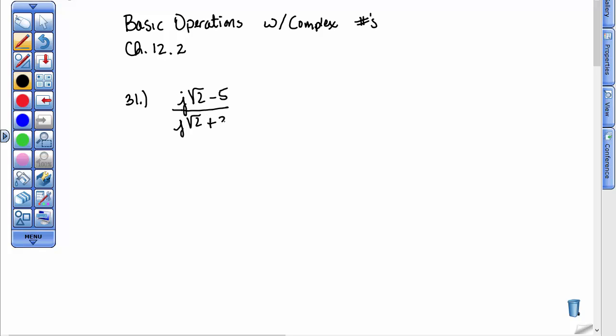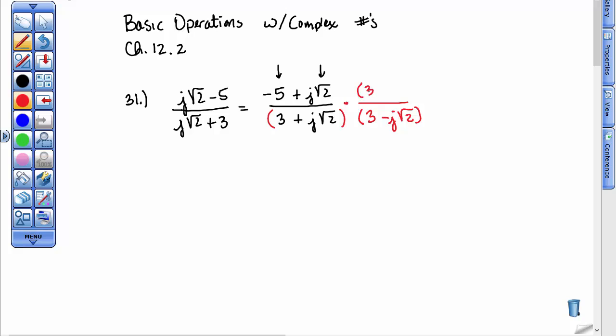So the big thing, I would say, to do this division problem is it might be better if we rearrange this and put the -5 first and then the j times the square root of 2 second, so that the real part is first and the imaginary part is second. Same thing in the denominator. Let's put the 3 first and then plus j times the square root of 2. Now I'm doing that because I have to multiply by the conjugate of the denominator. The conjugate of this denominator is 3 minus j times the square root of 2. So I'm going to multiply top and bottom, because then I'm essentially multiplying by 1 by that value.